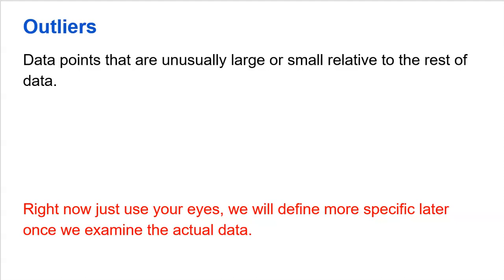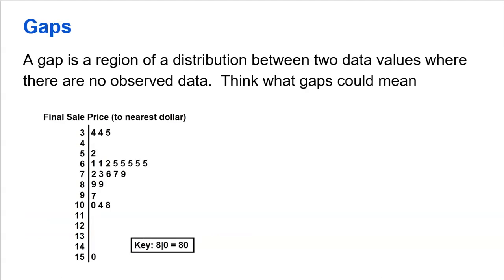But right now, we're just using our eyes. Gaps: not all data has gaps, but it's worthwhile to note gaps sometimes. Again, these were the final sale prices of some items, and we see that there's this big gap right here. So there was just this one really expensive item.